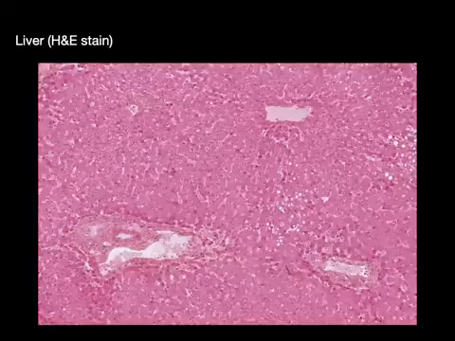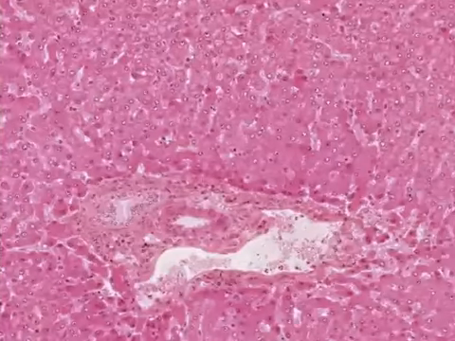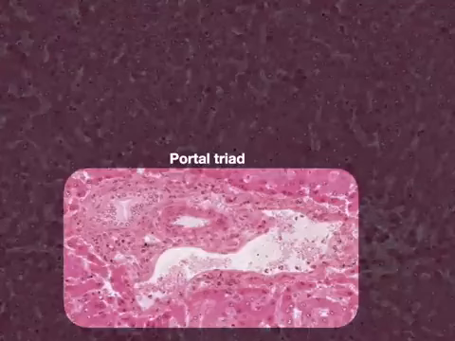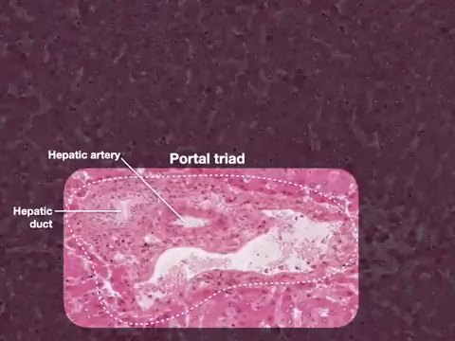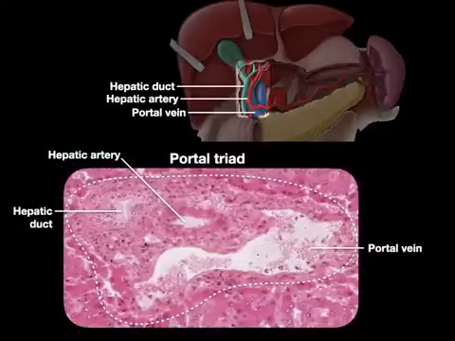But I wanted to show an H&E stain of a microscopic section, high power, of the liver, because all those cells you see around the side are hepatocytes, but look here in the middle is a portal triad. Right there. There's a hepatic duct, hepatic artery, and portal vein. So what we see microscopically is the same relationship that you see grossly. I think that's really cool.